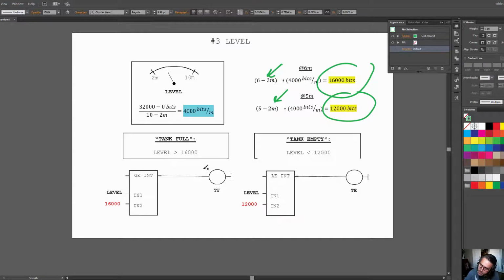And so this is pretty straightforward too. We just are going to need a greater than and a less than. These are actually greater than or equal to, less than or equal to. So that gives us a TF signal, a TE signal.